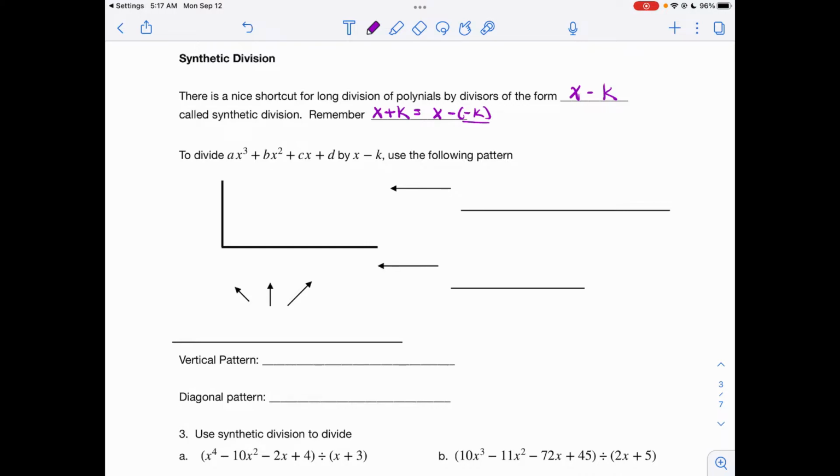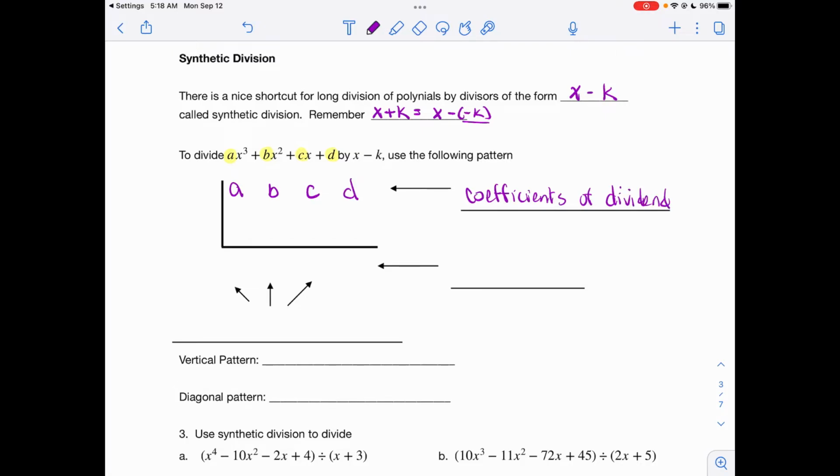All right, so say I have this polynomial ax cubed plus bx squared plus cx plus d, and I'm going to divide it by x minus k. Now, how you set this up is you take these coefficients of your dividend, and that goes here. So I'm taking the x's away and just writing the coefficients. So these are the coefficients of the dividend.